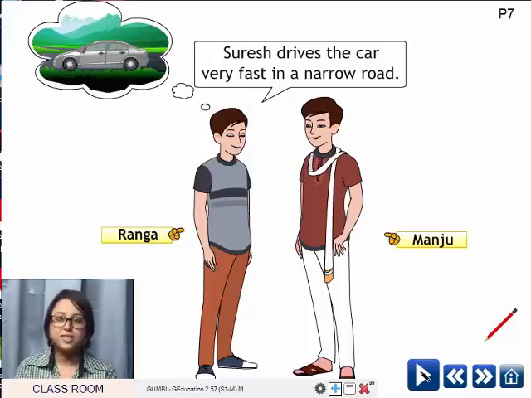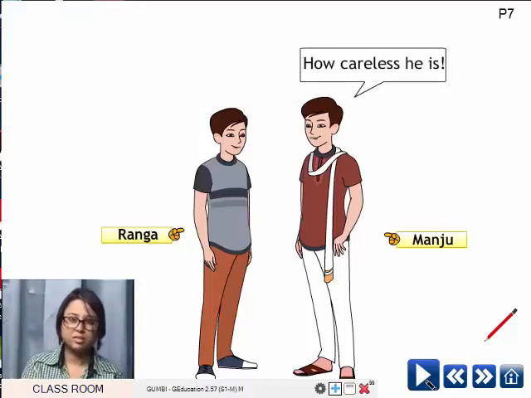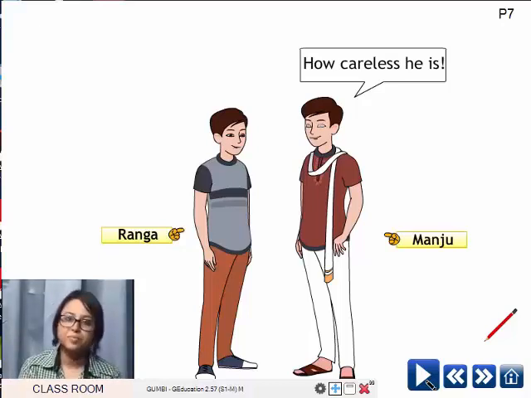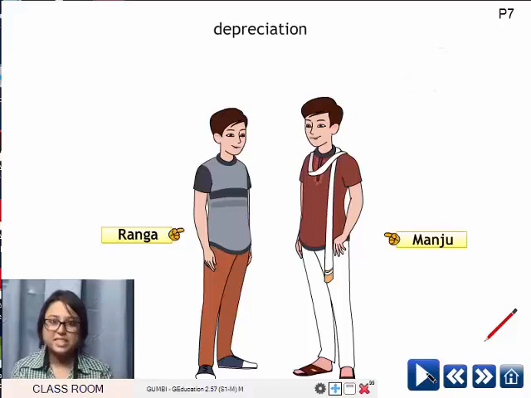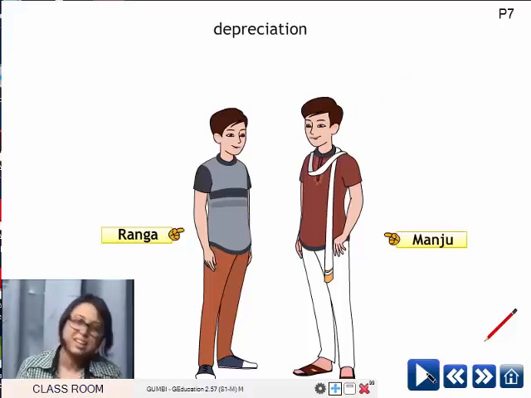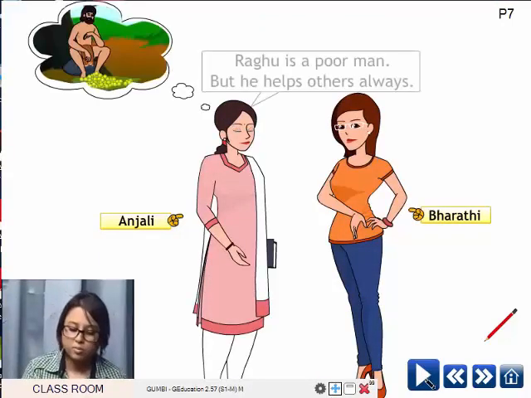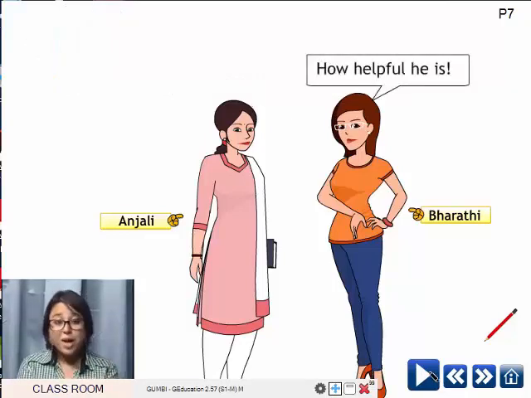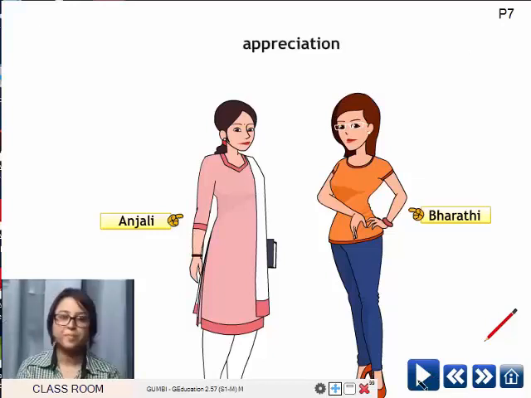Suresh drives the car very fast in a narrow road. How careless he is. What type of feeling is this? Do you remember the word from the box? Depreciation, disapproval. How careless. So he doesn't like it. Raghu is a poor man, but he helps others always. How helpful he is. So what kind of a feeling is this? Can you identify it? Appreciation. Very good.